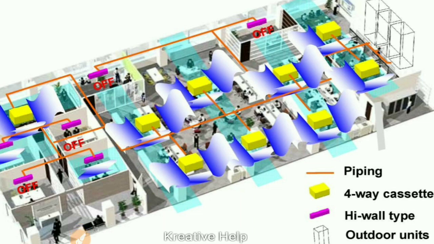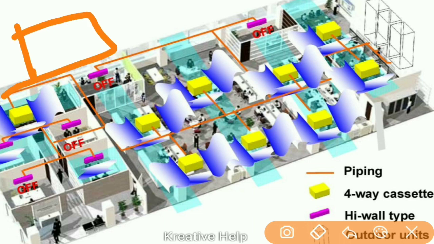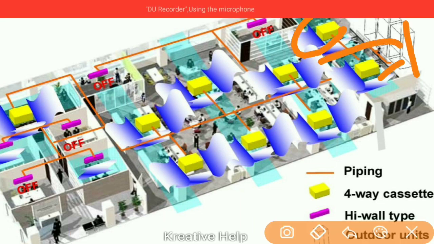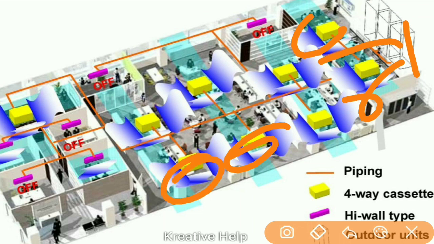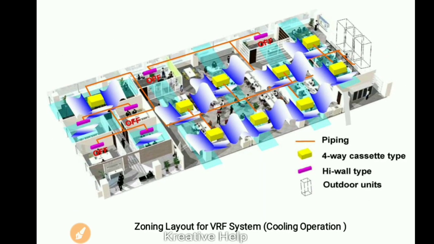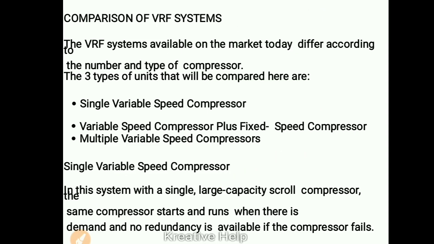High wall means the simple AC whatever you see in your room. And for the outdoor unit, you can see four outdoor units, and you can connect all different types of units. This is the cassette unit, and these are the high wall units. This is a very simple unit, and this is the zoning layout of the cooling system. Here we are going to compare the VRV systems.